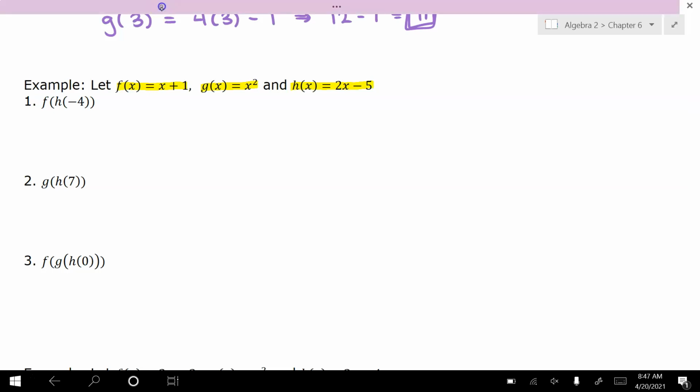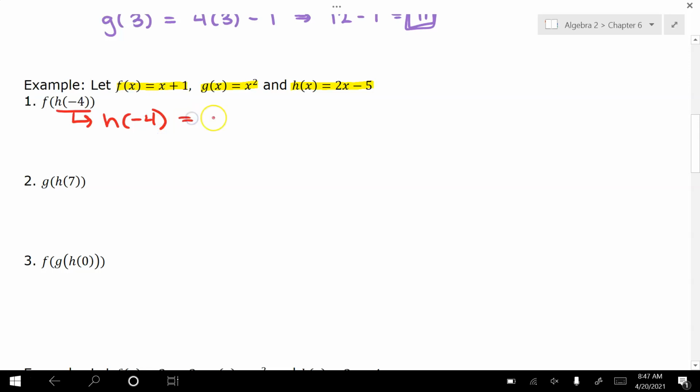So if we take a look at one, you just got to read what letters you're working with so that you know what function to go into. So one says we're doing f of h. So h is at -4, so I need to evaluate h's function first. So h of -4, we're going to put 2 times -4 minus 5. So that's going to be -8 minus 5, which comes out to be -13.